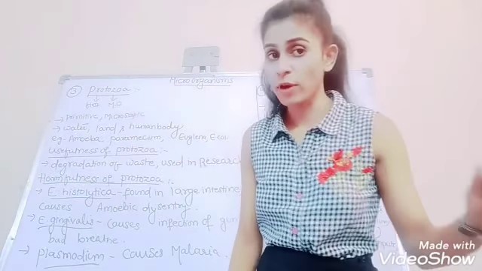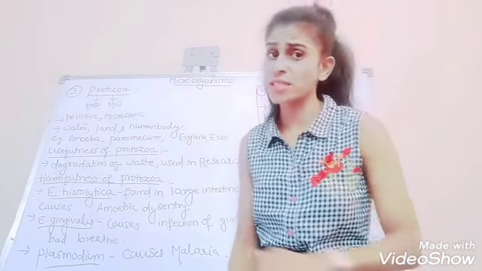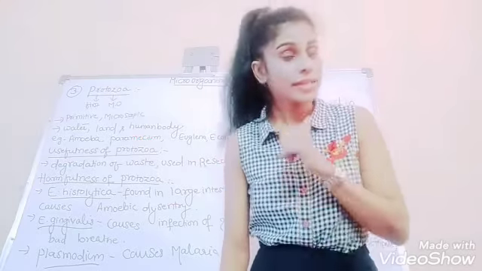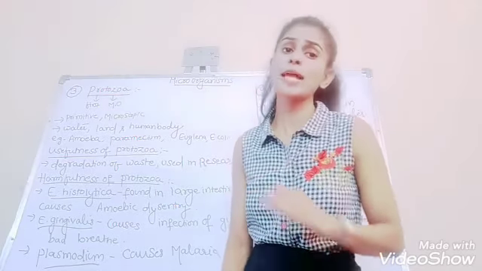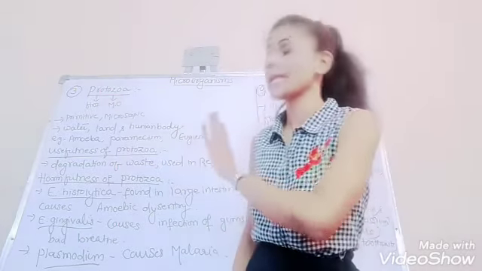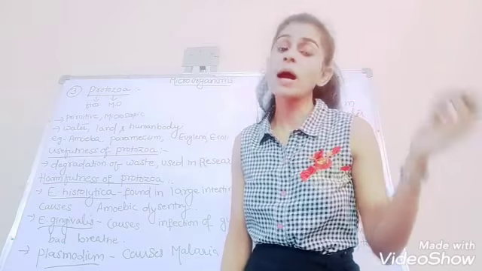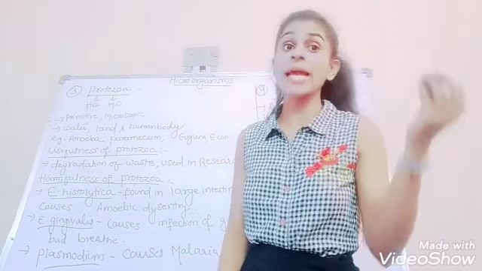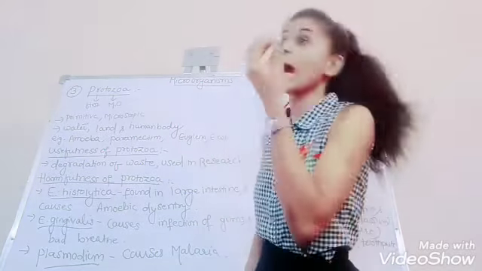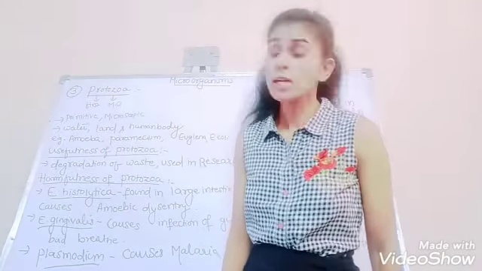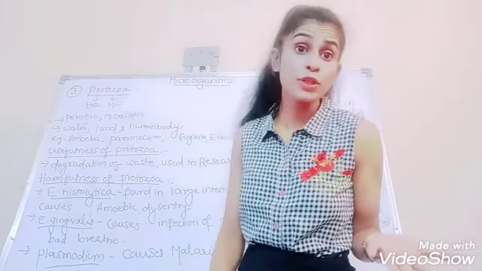Yes, so what are you going to write in the characteristic features? It's completely primitive. Yes guys, it's found everywhere: land, water, human body. And the examples are Amoeba, Paramecium, E. coli, Plasmodium and Euglena. Now let's see how it is useful to us.